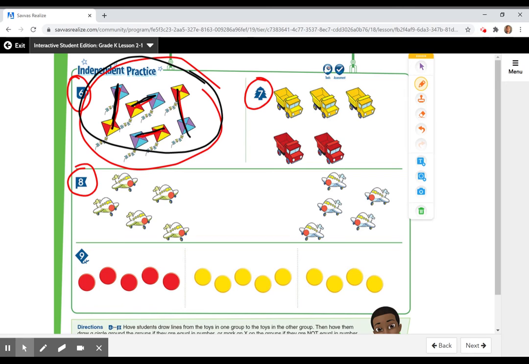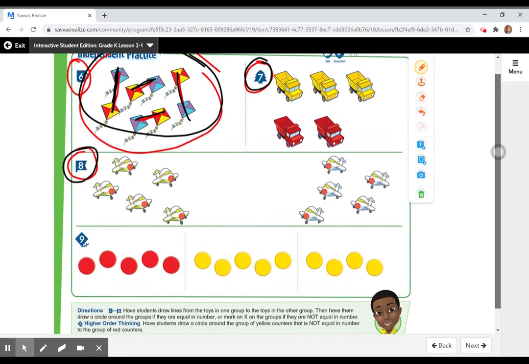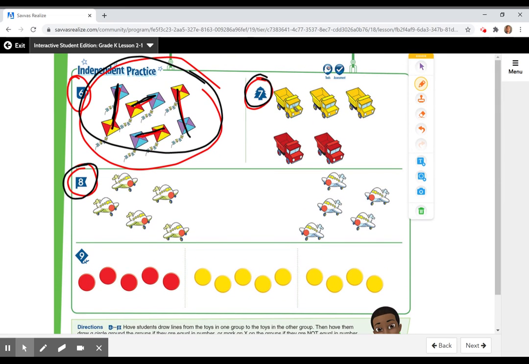All right. You're going to do numbers 7 and 8 by yourself now, okay? So you do that, and I'll wait. Or you could pause the video. Good. And if you're done with 7 and 8, then you know that the yellow dump trucks and the red dump trucks.